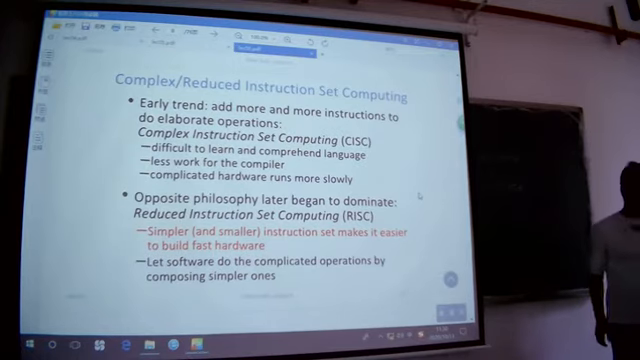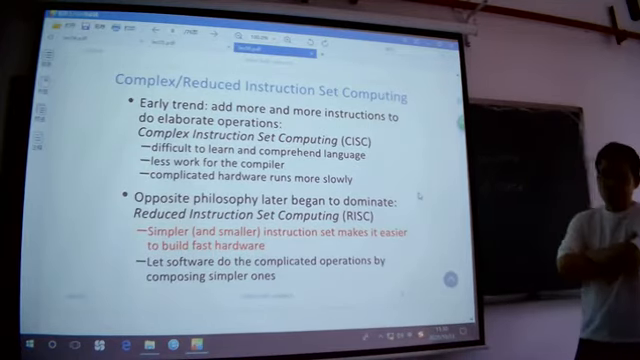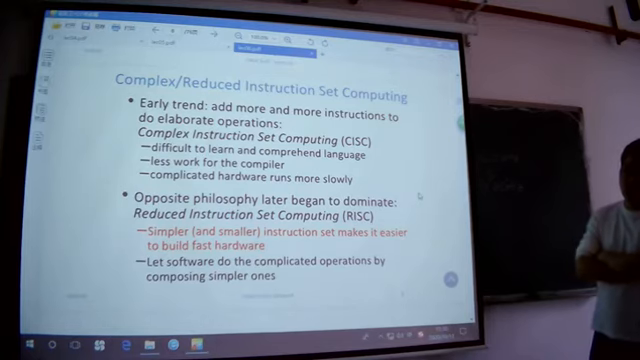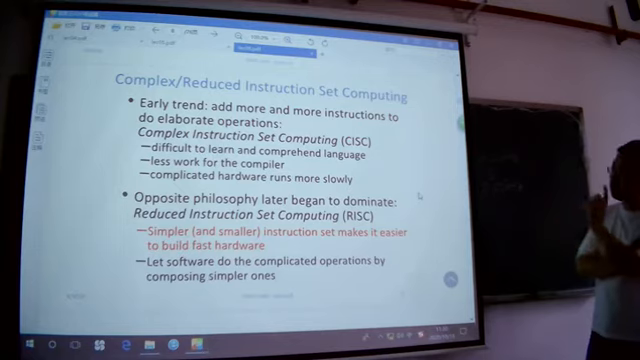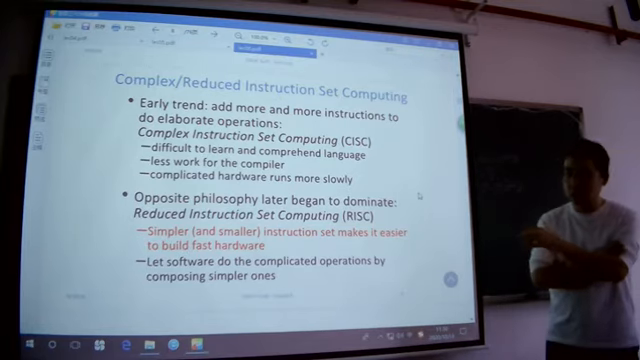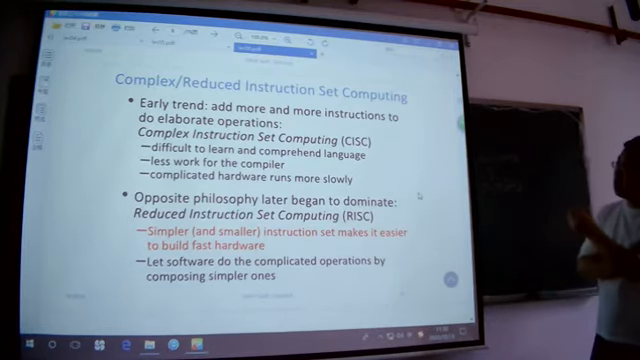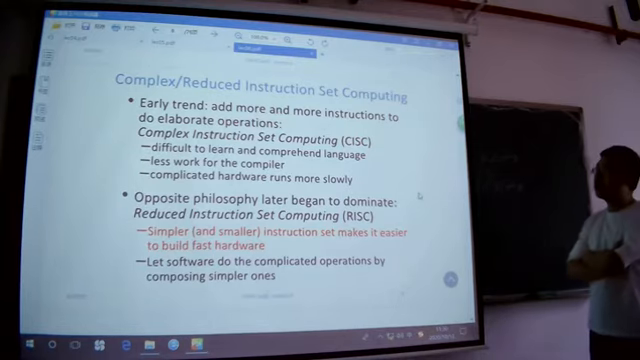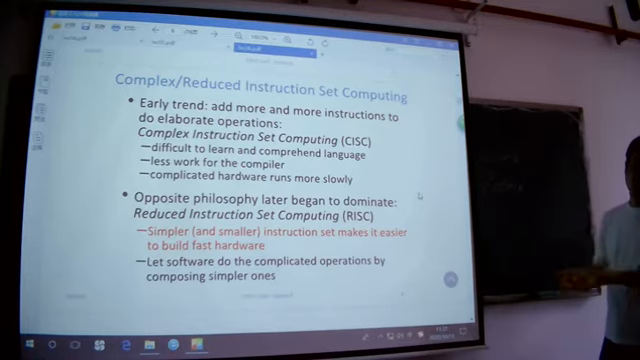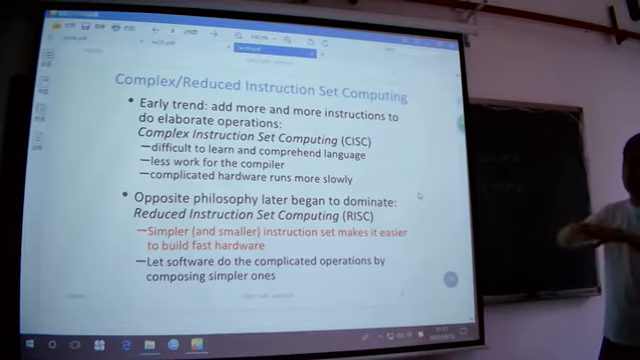Okay, we find complex and reduced can show CISC and RISC. RISC, the first word is reduced. CISC, the first word is complex. Complex and reduced are different. We find in the early trend, we added more and more instructions to the instruction set. In the early days, we found more and more instructions could do more and more work. But more and more instructions increase complexity. You can find the size of the instruction set is bigger and bigger.